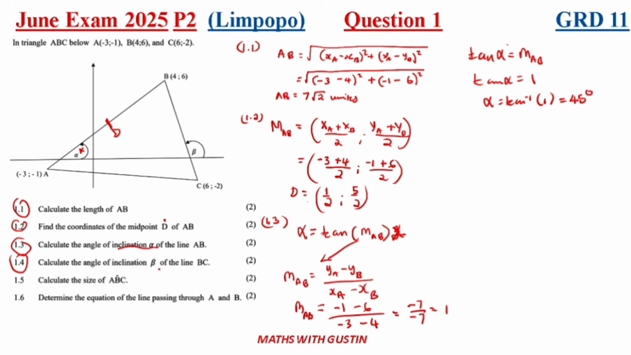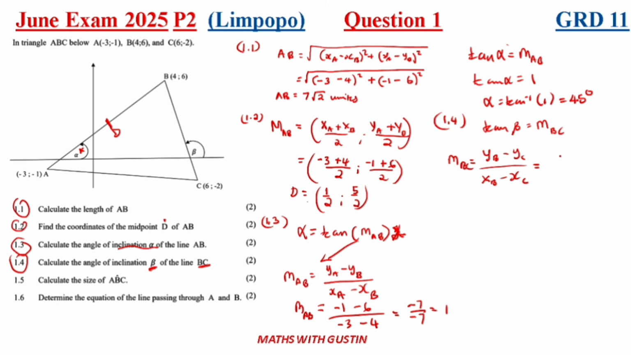1.4 says calculate the angle of inclination beta of the line BC. Similarly, this is what we do. By definition, tan beta is equal to the gradient of BC. So we need to find the gradient of BC first before we can do this. So y at B minus y at C, all over x at B minus x at C. See how I'm making this very simple, guys. No confusion. I just take the formula, then I apply it. Then the rest will be algebra.